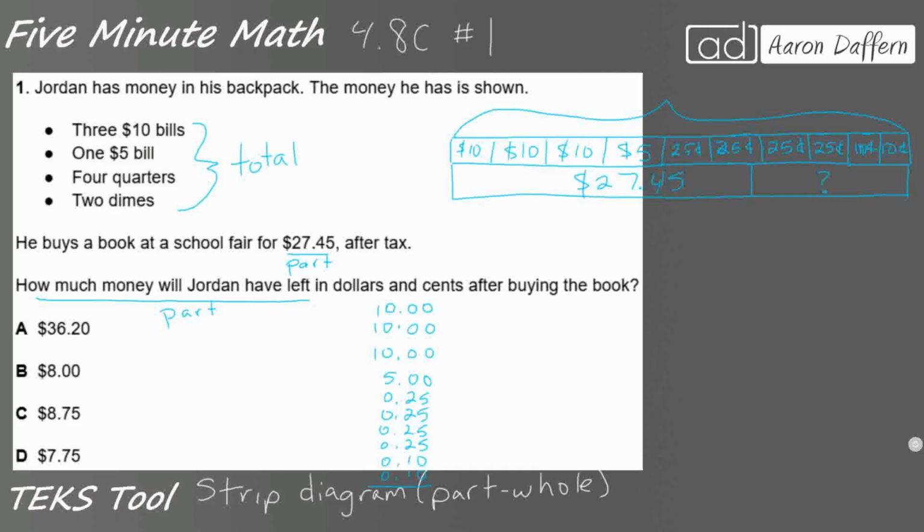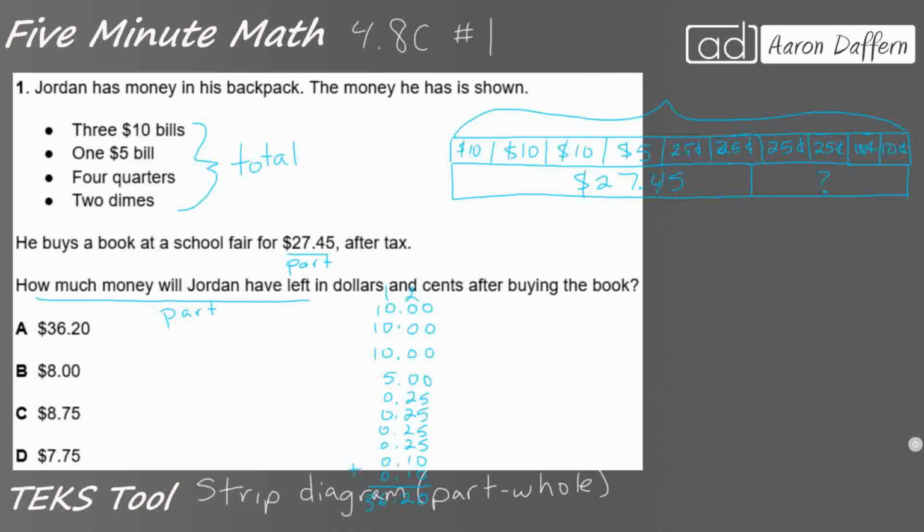All right, so we're down at the very bottom. Let's add all of this up. 5, 10, 15, 20. It's 2, 4, 6, 8, 10, 11, 12. 1, and then 5 is 6. And then looks like 36.20.